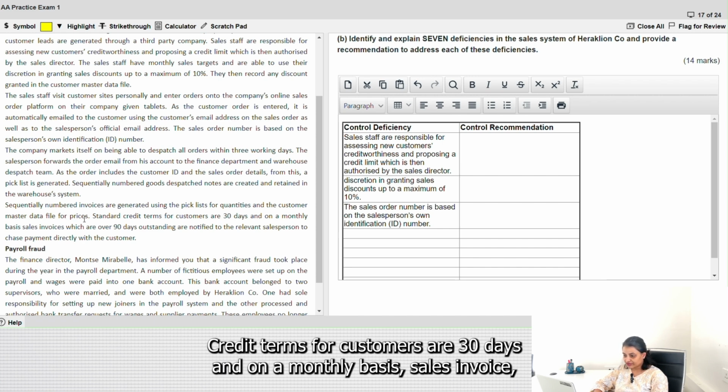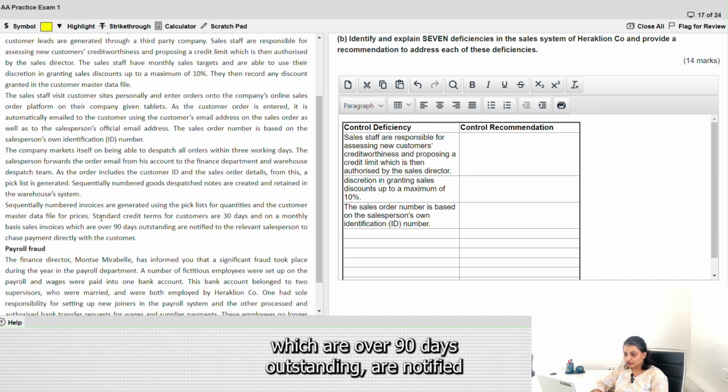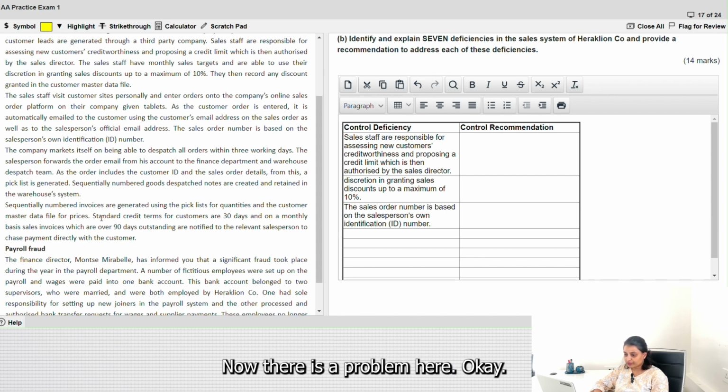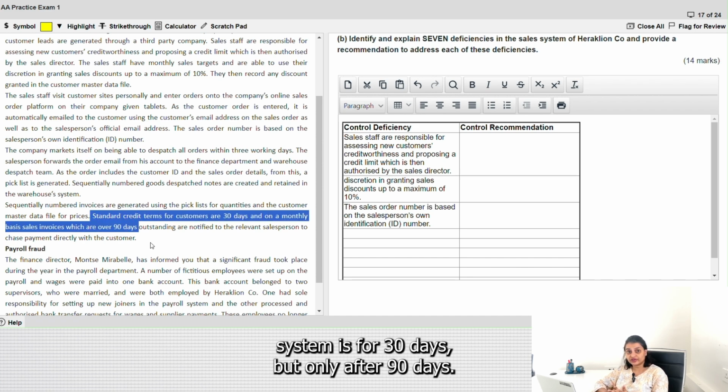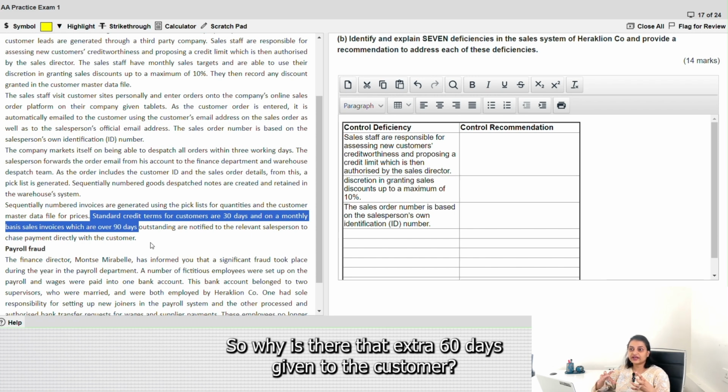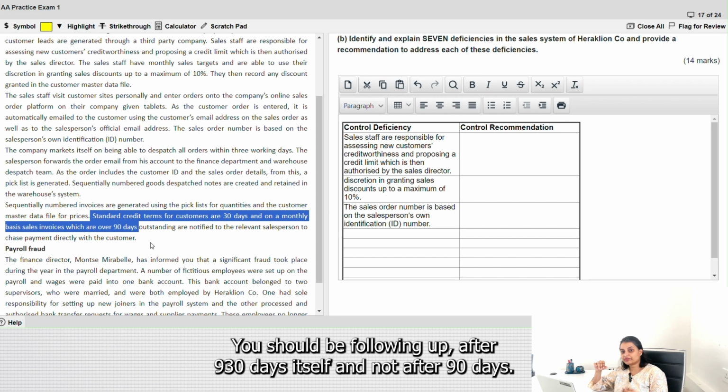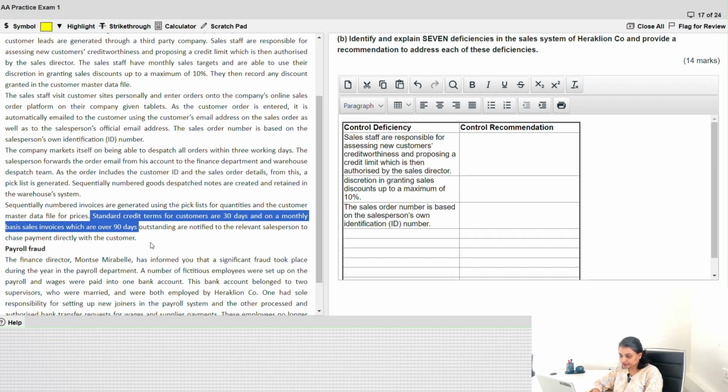Standard credit terms for customers are 30 days, and on a monthly basis, sales invoices which are over 90 days outstanding are notified to the relevant salesperson to chase payment directly. Now there is a problem here, okay? The credit system is for 30 days, but only after 90 days you are following up. So why is there that extra 60 days given to the customer? You should be following up after 30 days itself and not after 90 days. So this is your control deficiency.